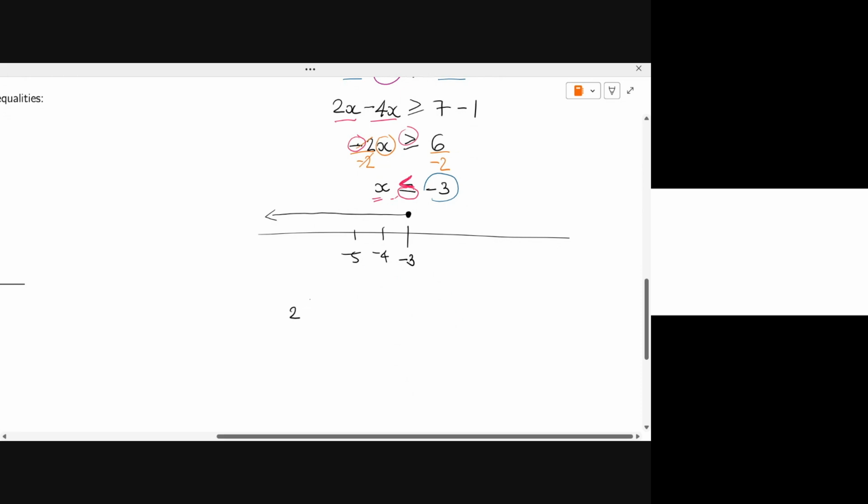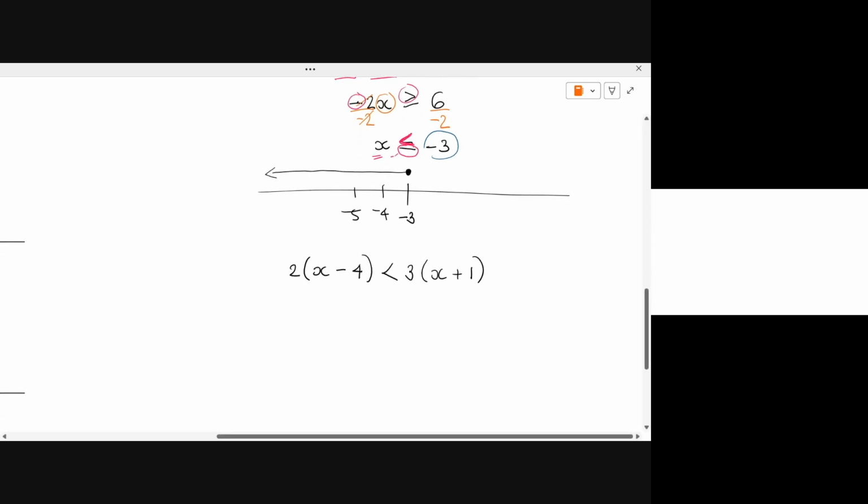Okay. I'm going to go 2, open bracket, x minus 4, close bracket, is less than 3, open bracket, x plus 1, close bracket. Okay. Don't forget, solve for the inequality and represent it on a number line for me, please. Okay. Go for it. Give you guys a couple minutes.